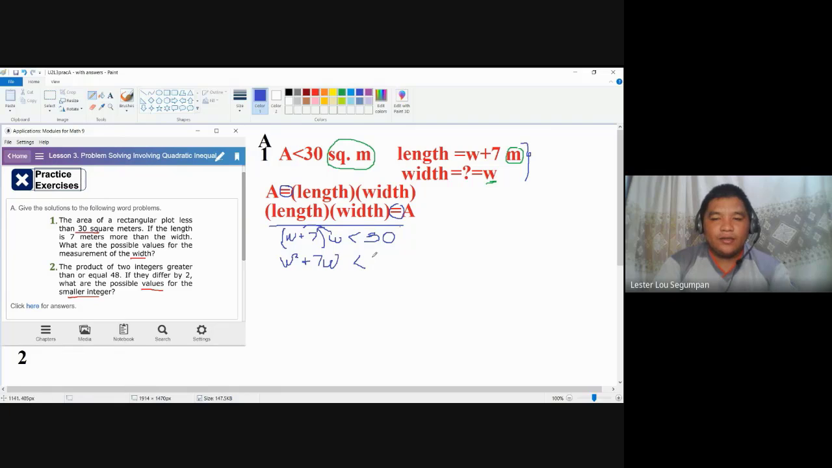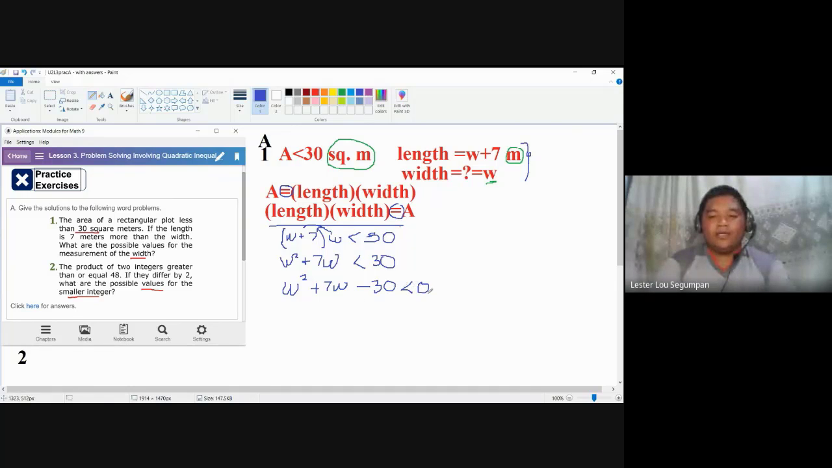less than 30. And then we could subtract both sides by 30. So we could come up with w squared plus 7w minus 30 will be less than 0 as we subtract both sides by 30. So this is actually the representative form of a quadratic inequality based on the given problem. This is now a quadratic inequality because again, as we observed, we have a second degree here, okay?